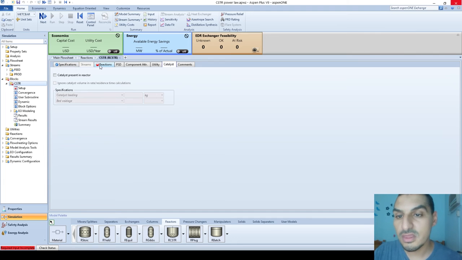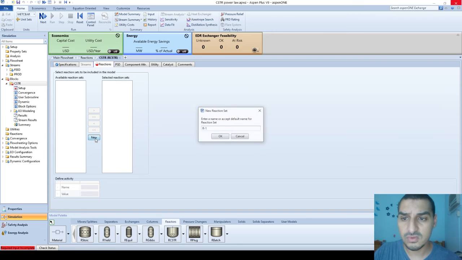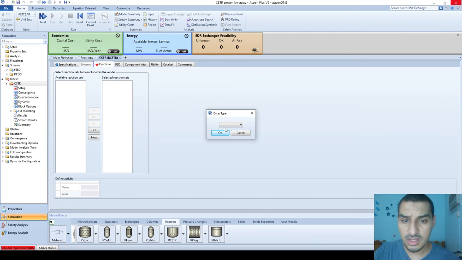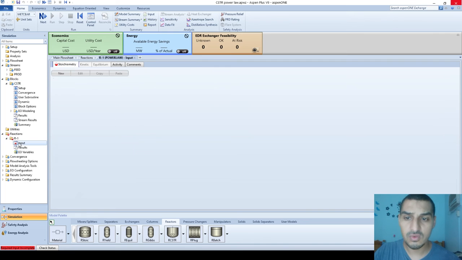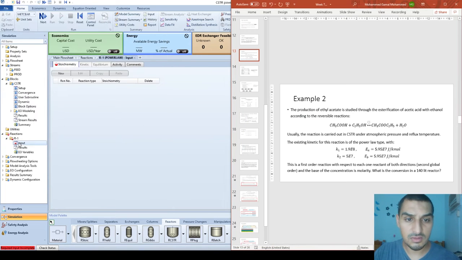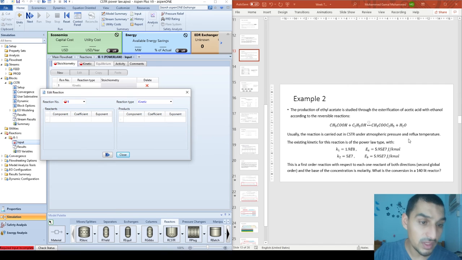So the part that we need to go into details about is the reactions. I don't have any reaction sets defined here, so I'm gonna define one new reaction set. I'm gonna call it R1, and the type is gonna be power law kinetics. And it's gonna take us to the reactions the same way we did in the previous video when we dealt with the PFR. So I need to define a new reaction here. As I mentioned before, we will have two reactions. We consider this as a separate reaction, and this is another reaction, the forward and the backward reaction.